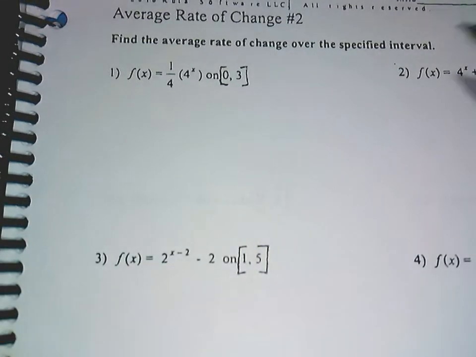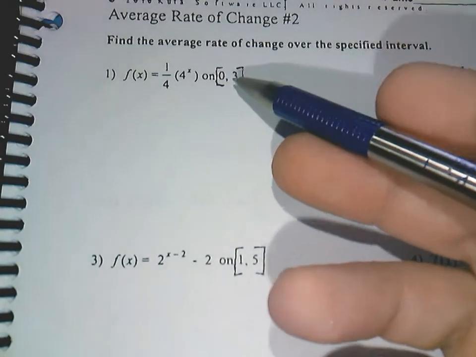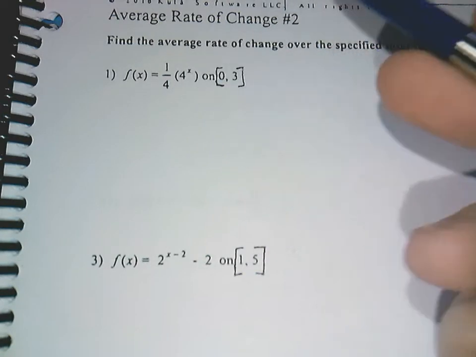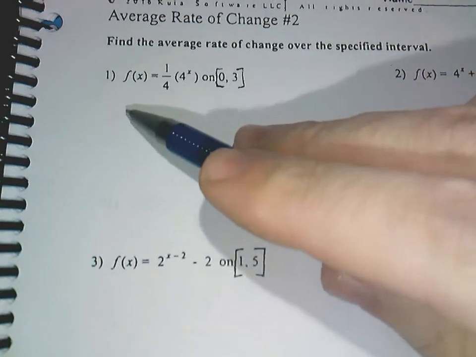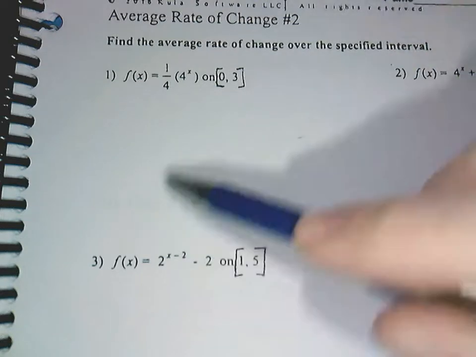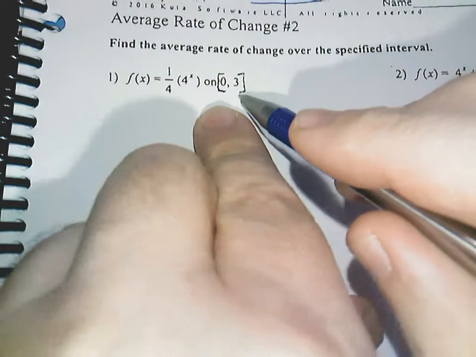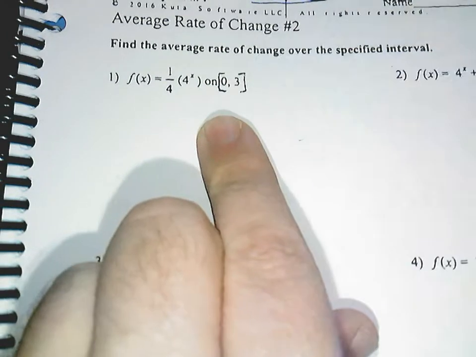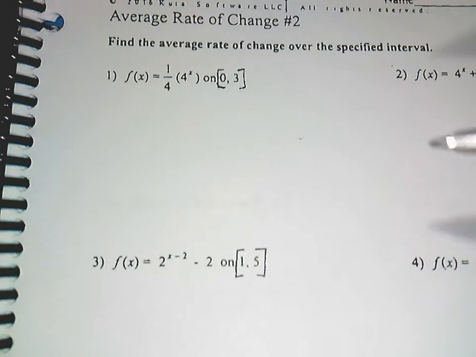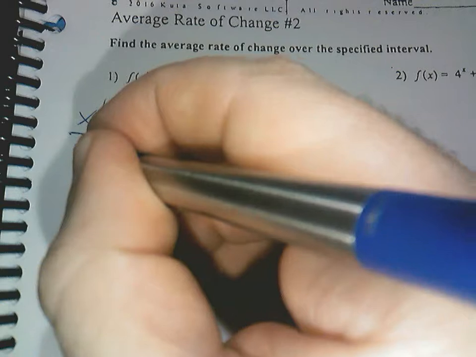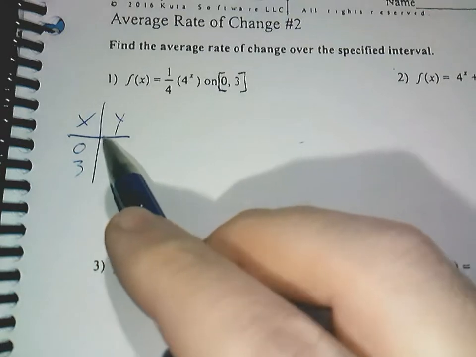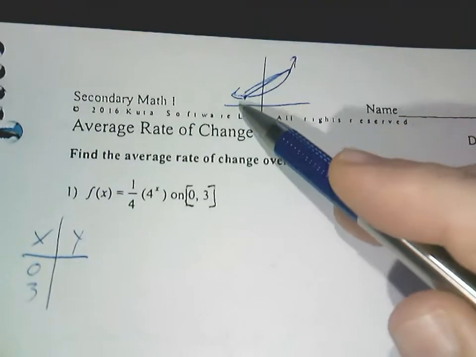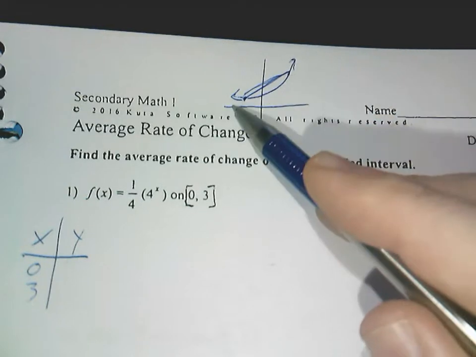So if we look at number 1 here, we see that we have 1 over 4 times 4 to the x power, and then we're given the interval notation. So remember, on the number line, it would be between these 2 points, but since this is two-dimensional, this is what's happening on the x-axis. So these are actually the 2 x-coordinates it wants me to figure out. I'm going to make a table here and use these 2 x-coordinates to figure out the corresponding y-coordinates. That'll give me the 2 points on the line that it wants me to find the slope between.